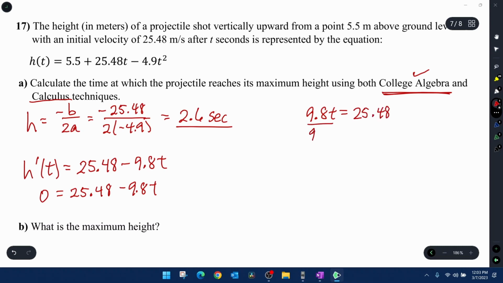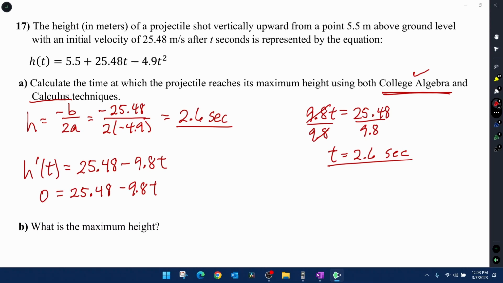25.48 divided by 9.8. And it should be no surprise that we get the same answer. You better get the same answer, regardless of how you do it.